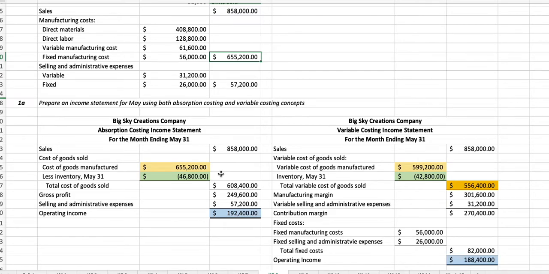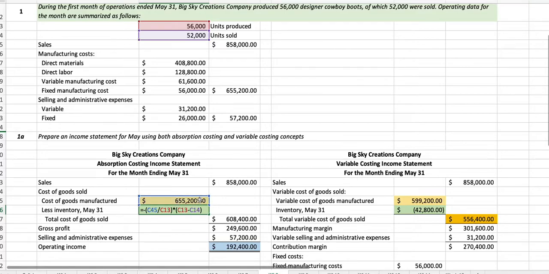It's the 655. But let's talk about our inventory. So we produced more in May than we sold. So we have to subtract out the inventory that's still sitting as an asset in our accounts. So for this one, we can see that I've picked up the cost of goods manufactured, I divided it by how many we produced, and then I multiplied it by how many units that we had left in our inventory.